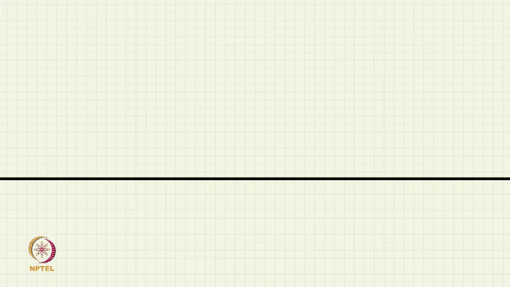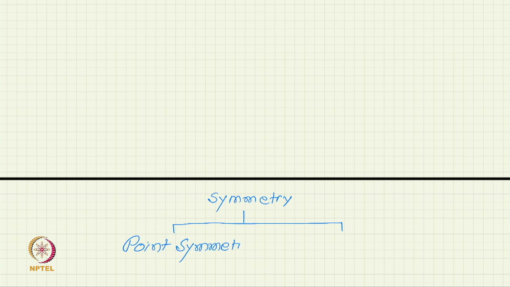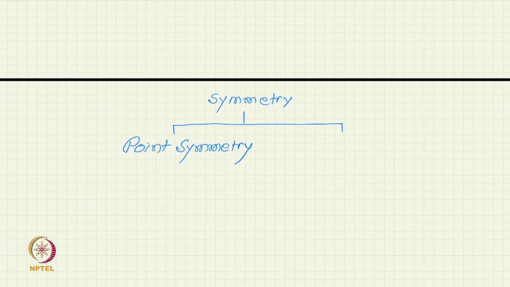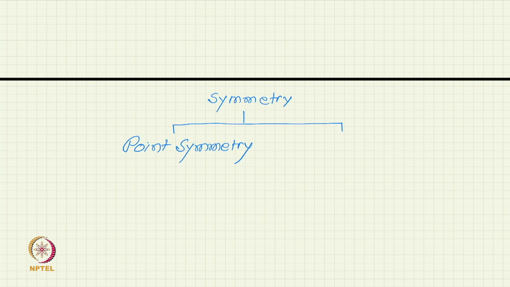So, let us continue our discussion of symmetry. We have looked at some of the point group symmetries. That is one way of looking at or classifying symmetry, that some symmetry operations are point symmetry operations, which means they leave at least one point unchanged, maybe more, but at least one point.